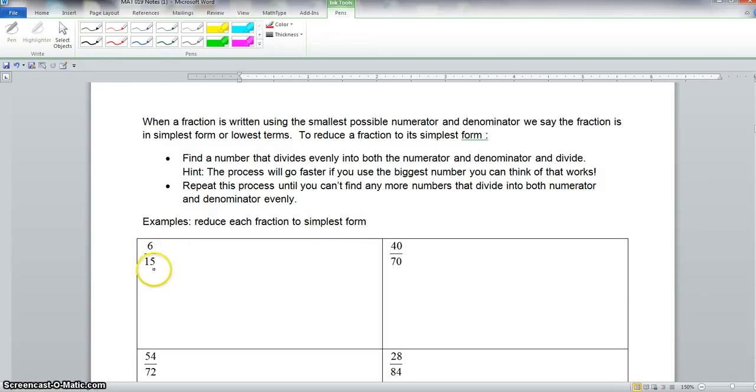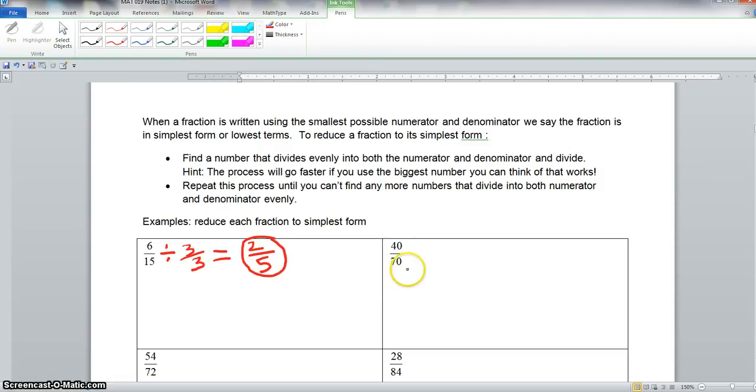We have 6 over 15. Now, 6 and 15 both have 3 in common. So let's do this. 6 divided by 3 is 2. 15 divided by 3 is 5. Now, can you think of any other number besides 1 that would divide evenly into 2 and 5? No, you can't. So this is in simplest form.